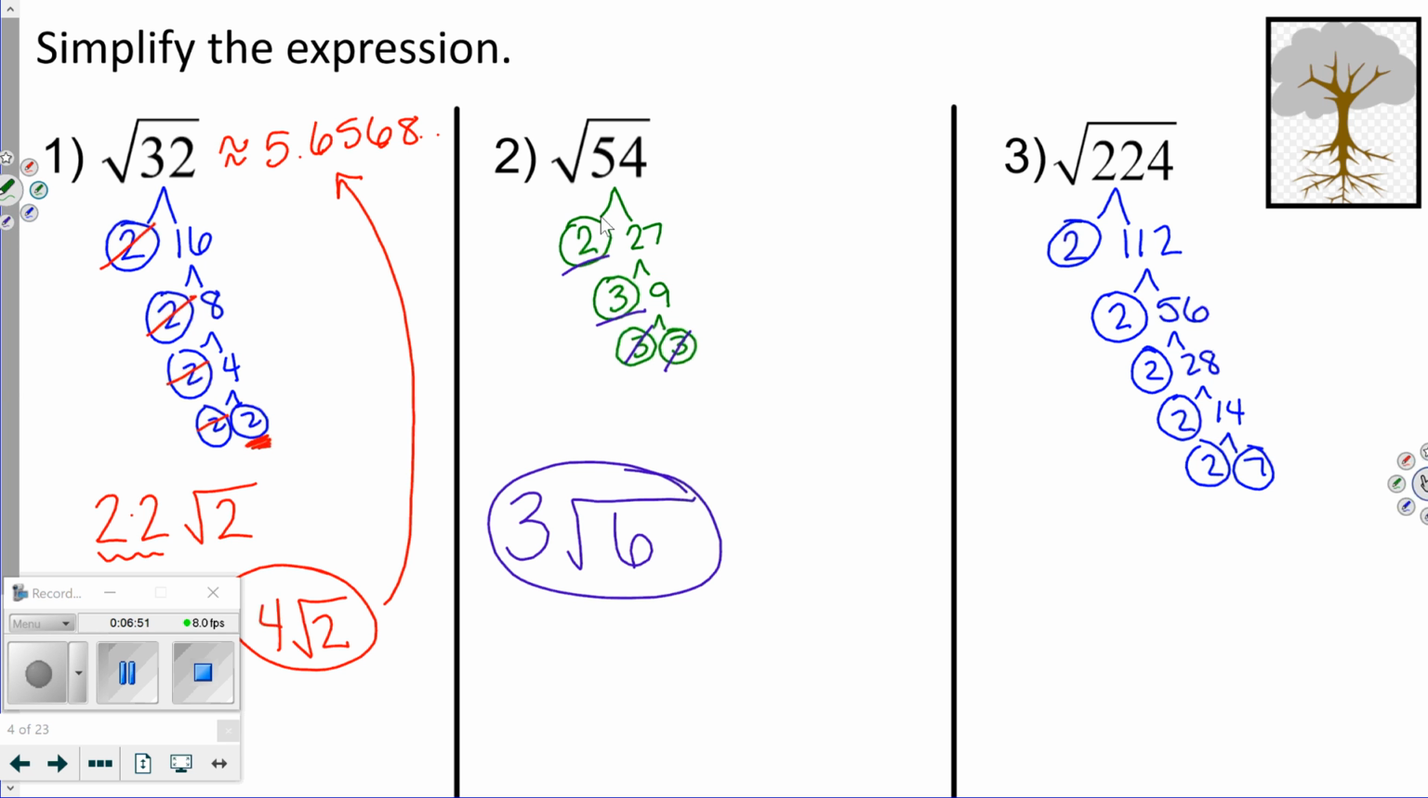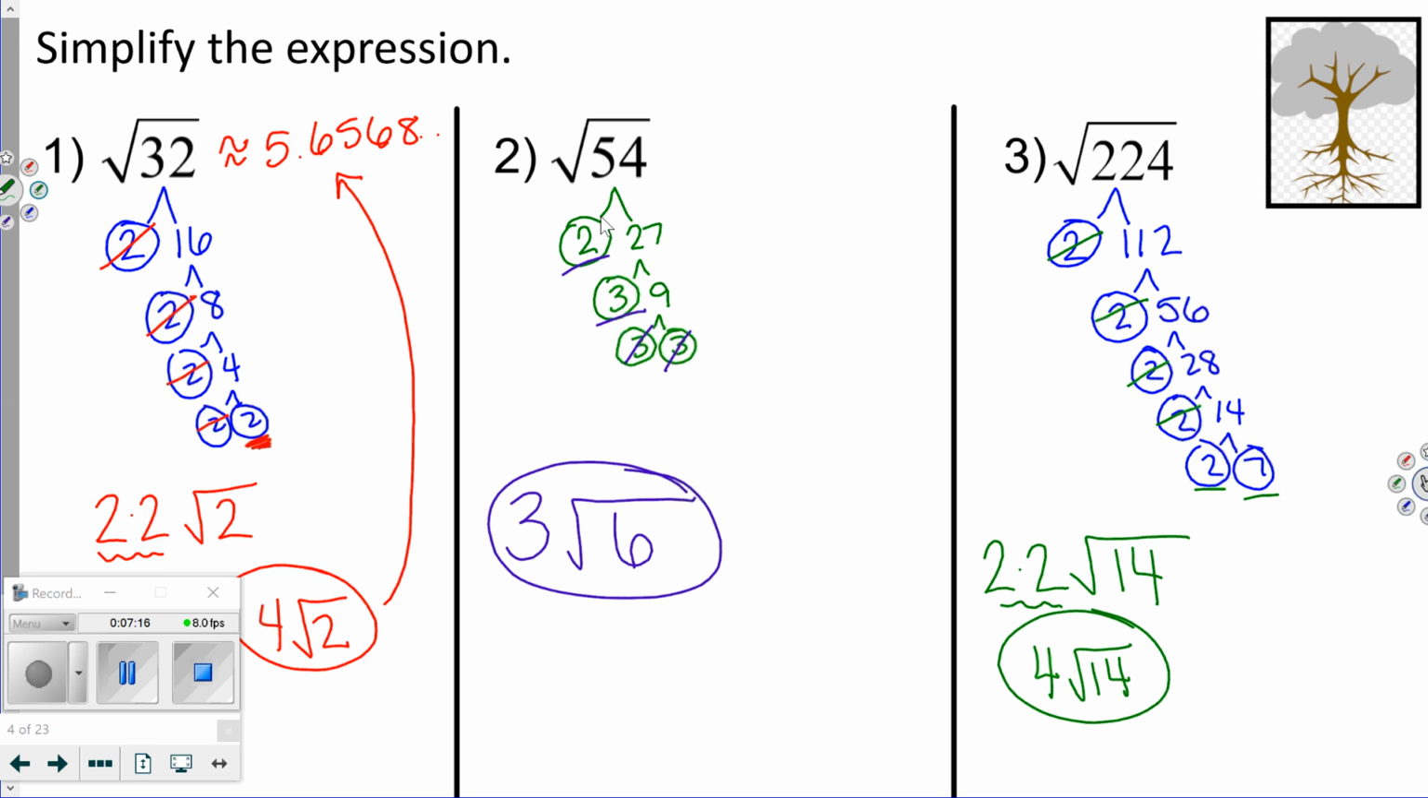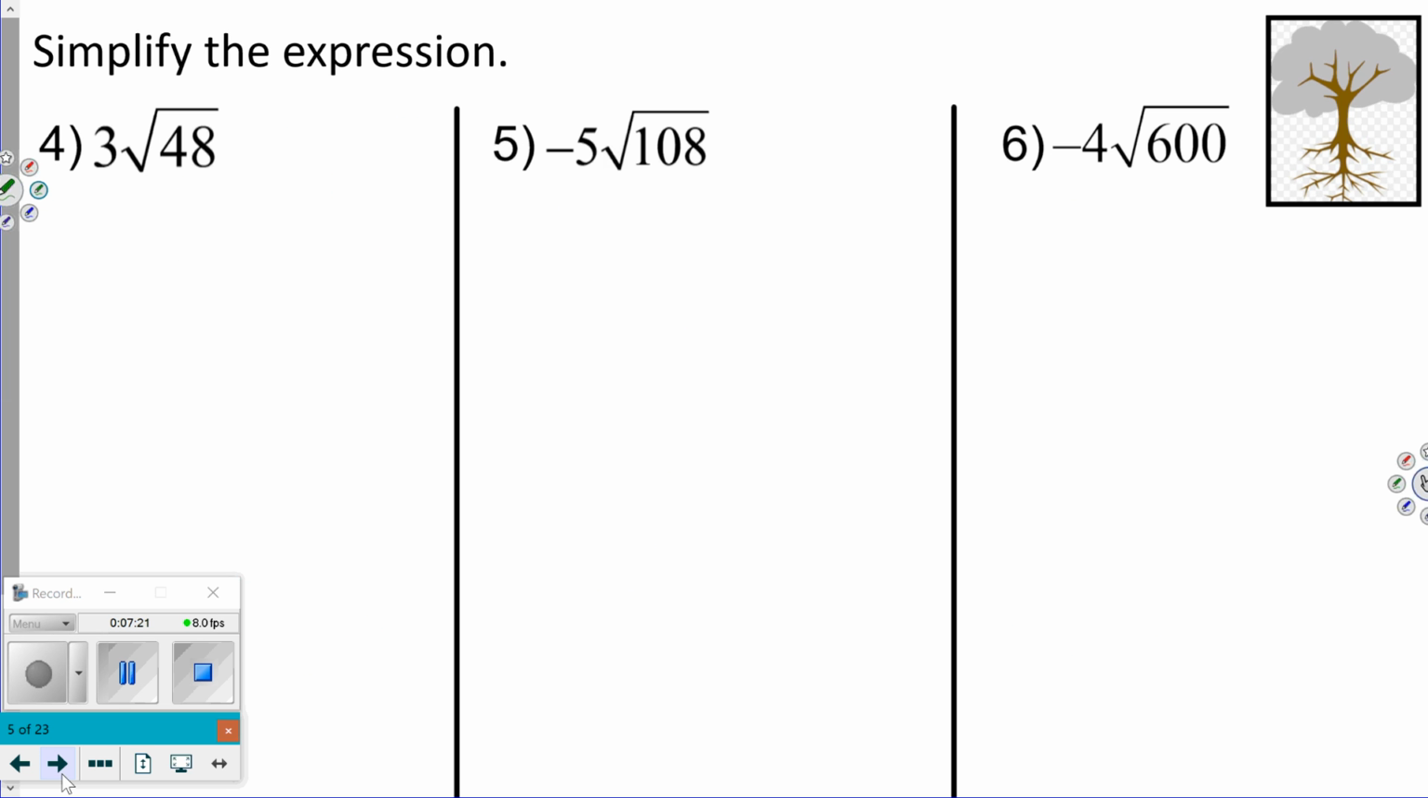All right, so once I get my factor tree all done, I'm going to look for pairs. So I have a pair of 2s, comes out as a 2. Another pair of 2s, comes out as a 2. Leftover 2 and 7, 2 times 7 is 14. Leftovers in the fridge. Cleaning this up a little bit, we get 4 times the square root of 14. And that is the simplified version of radical 224. All right, 3 more to go, and then we're done for the day.